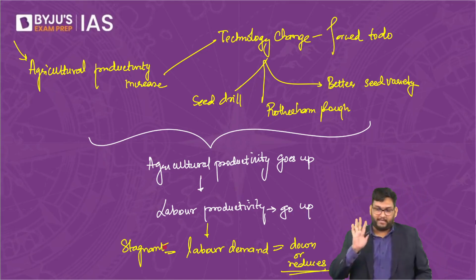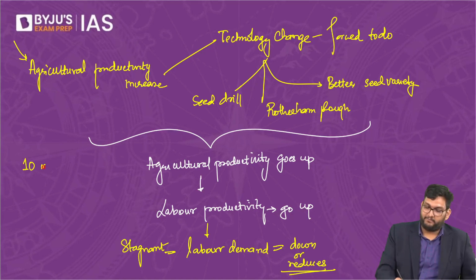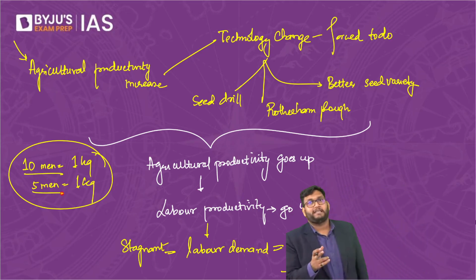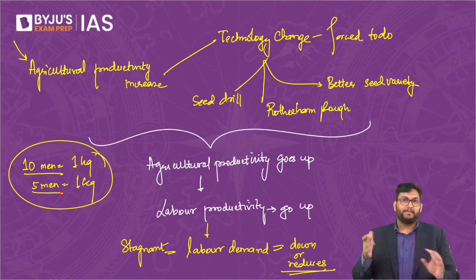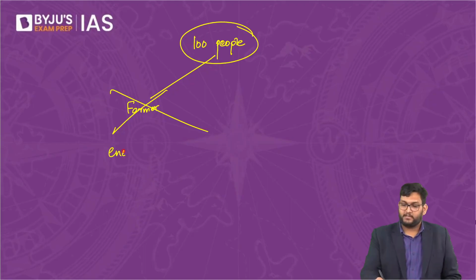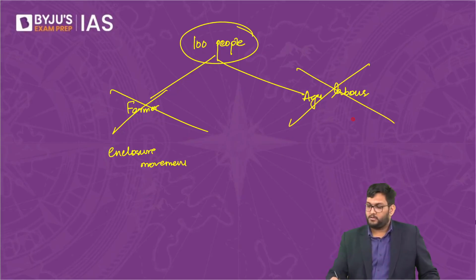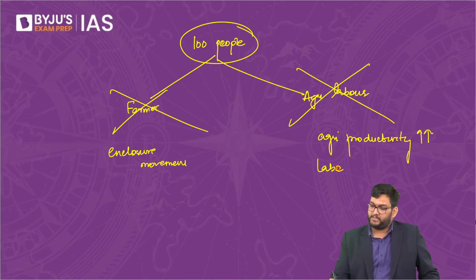See, if 10 men were producing 1 kg, now 5 men are producing 1 kg. Labor productivity has increased. So labor demand will either remain constant or go down. Now tell me one thing. Those 100 people who were born in this period, can they become a farmer? No. Reason? Enclosure movement. Can they become agricultural labor? No, because agri productivity has gone up and labor productivity has also gone up.